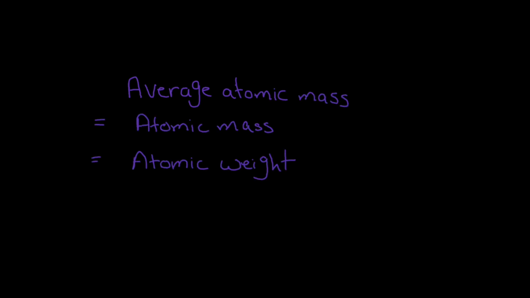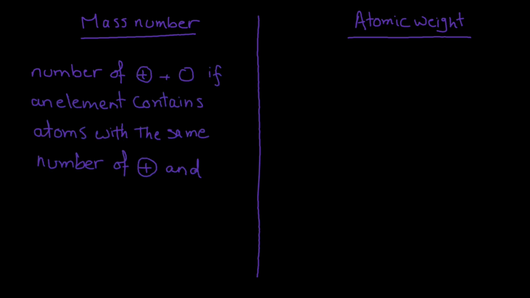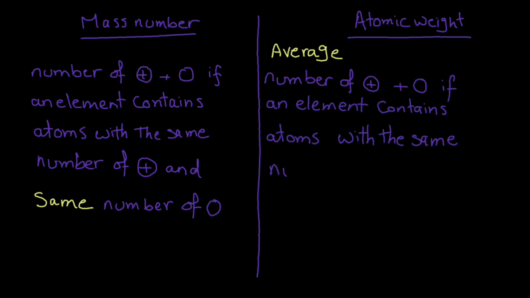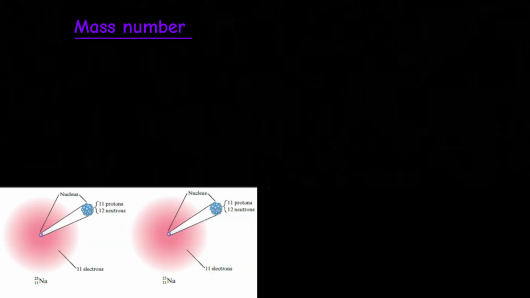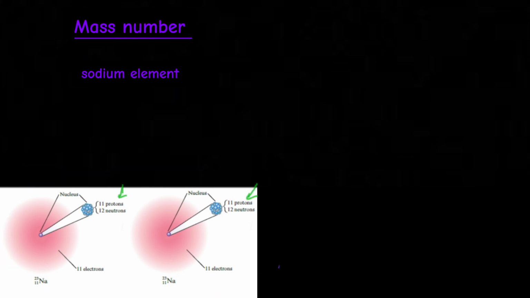Be careful: mass number is the number of protons and neutrons if an element contains atoms with the same number of protons and the same number of neutrons. However, atomic weight is the average number of protons and neutrons if an element contains atoms with the same number of protons but different numbers of neutrons. For example, the mass number of a sodium element that contains only atoms with the same number of protons and the same number of neutrons is 23 AMU.